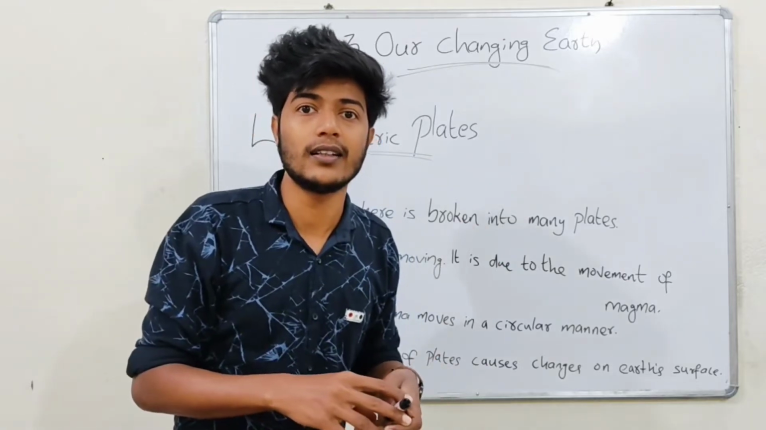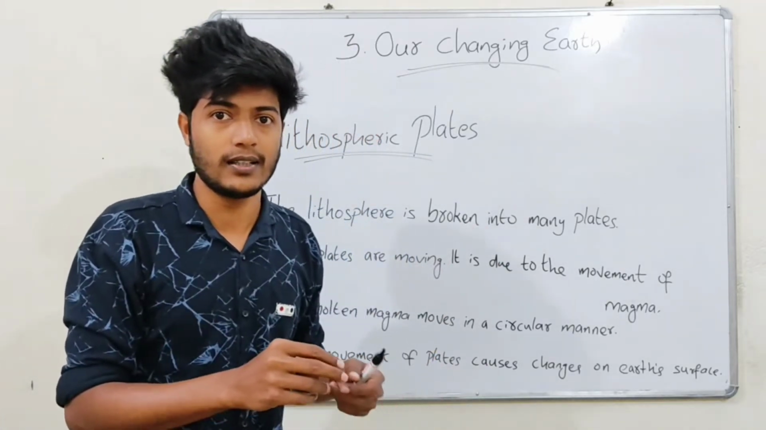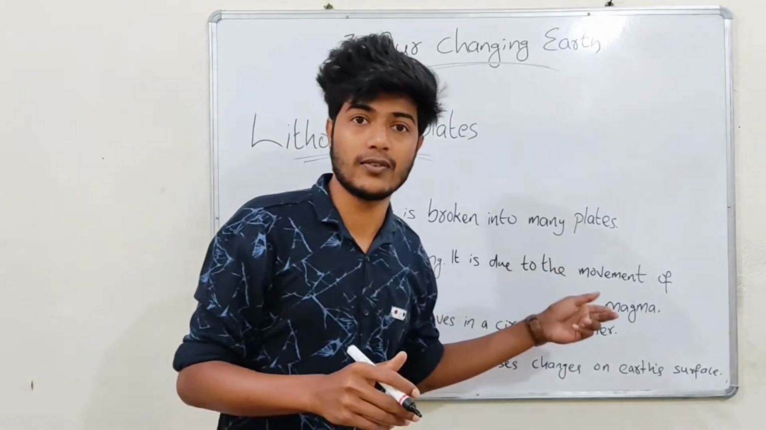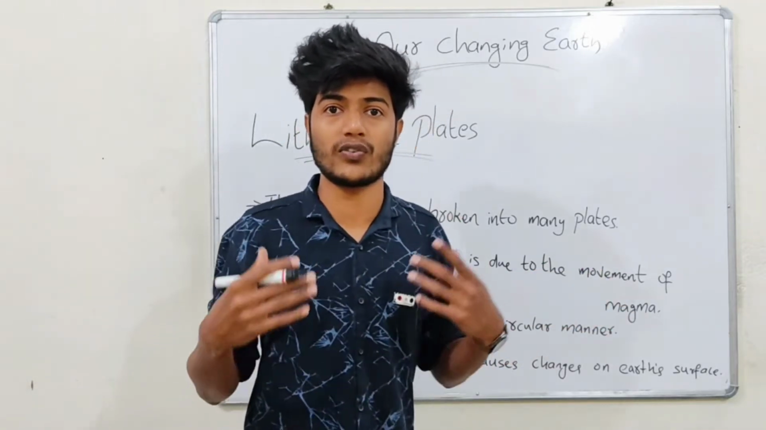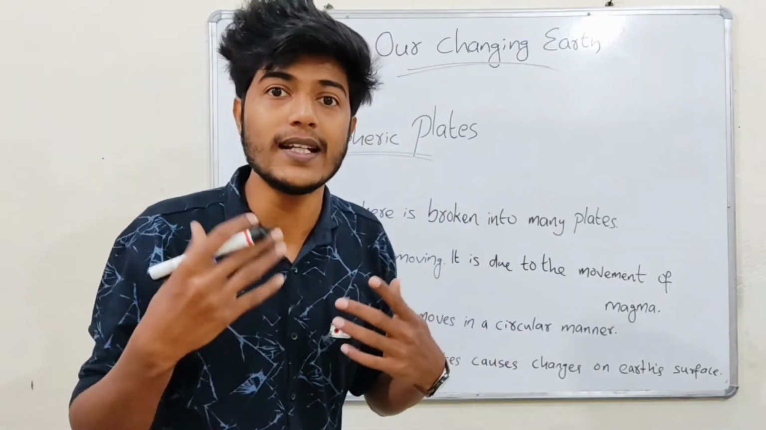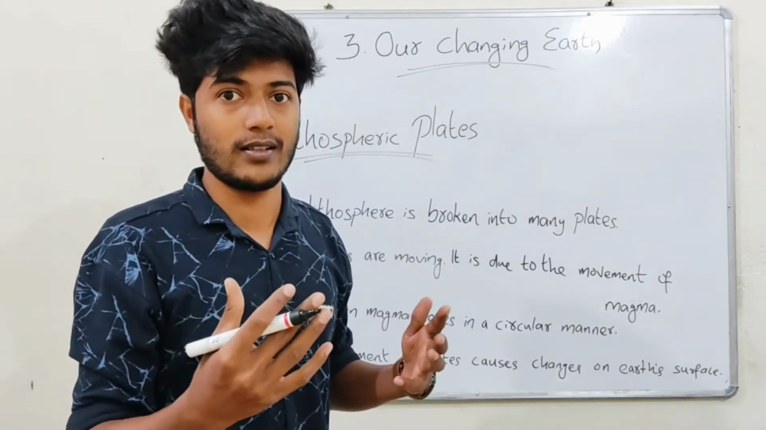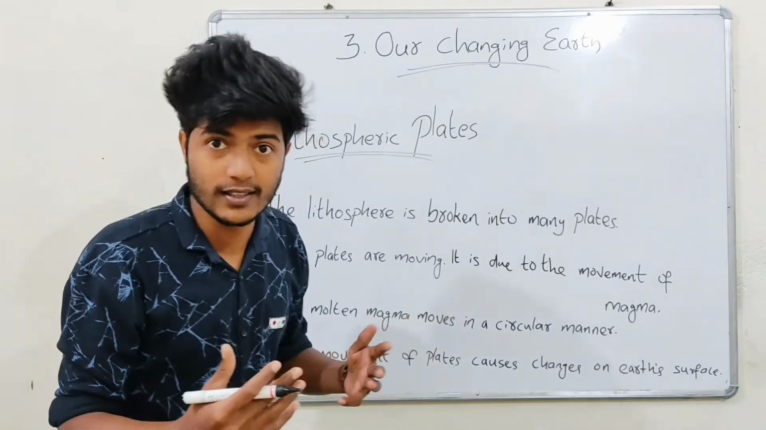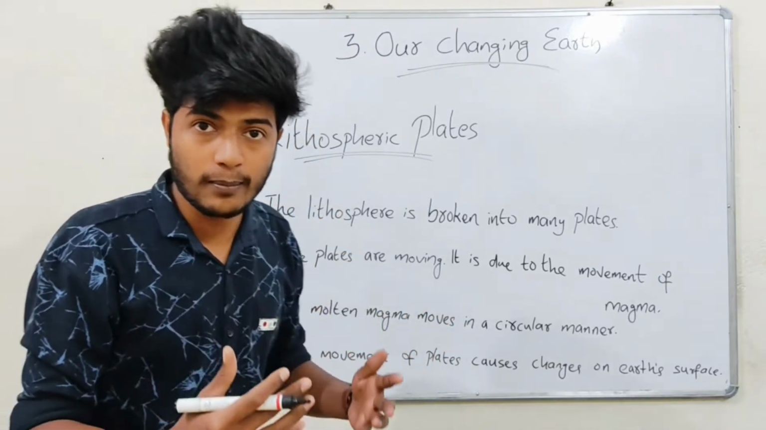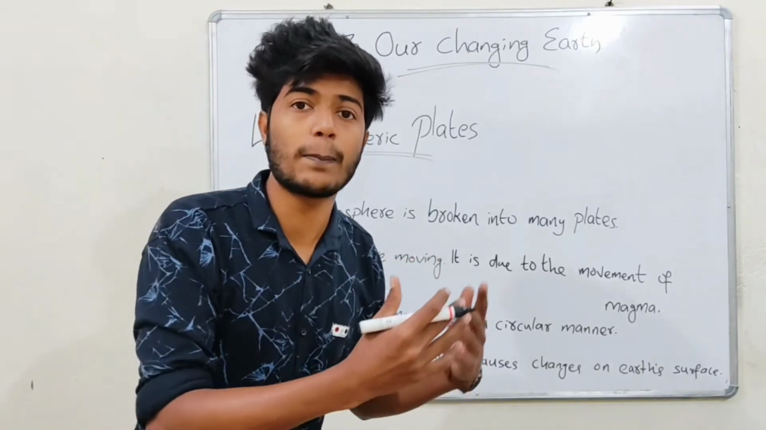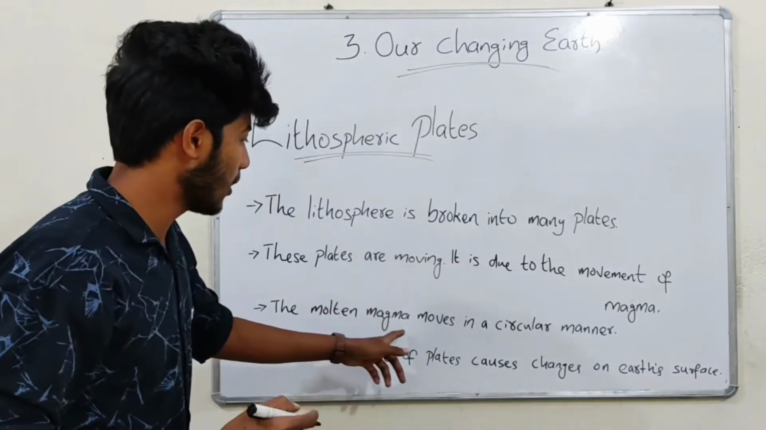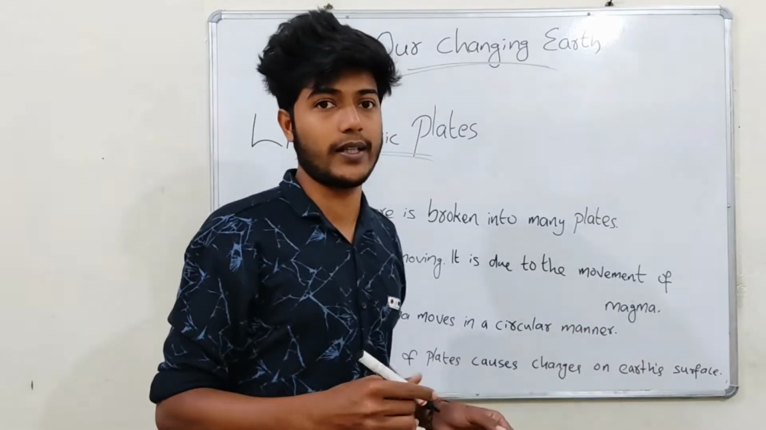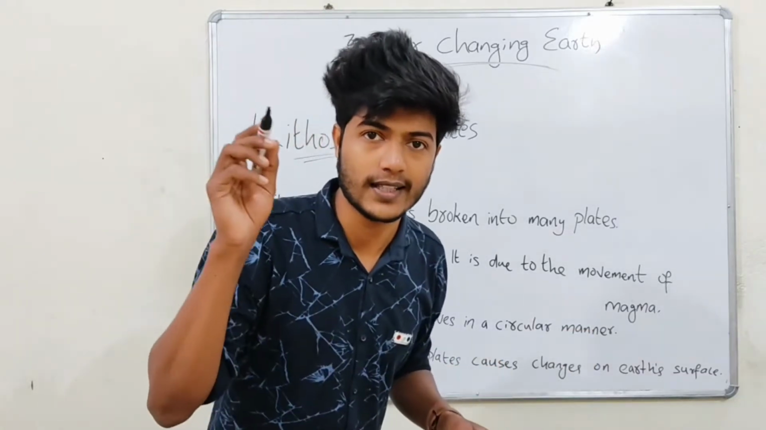This is just an example. Like that, magma is the water, and because of the heat of the molten magma, the plates are also moving away from one another. Do you understand? The molten magma causes the plates to move away from one another. Then the molten magma moves in a circular manner. Do you know what a circle is?